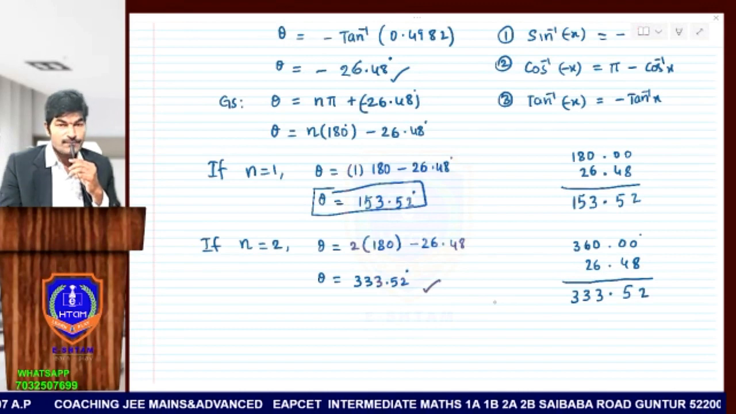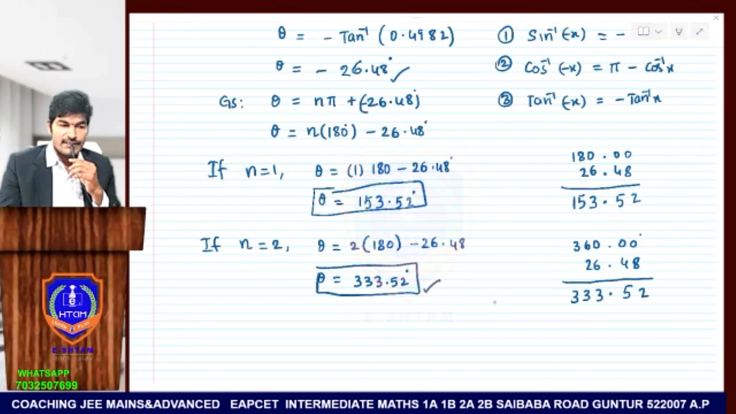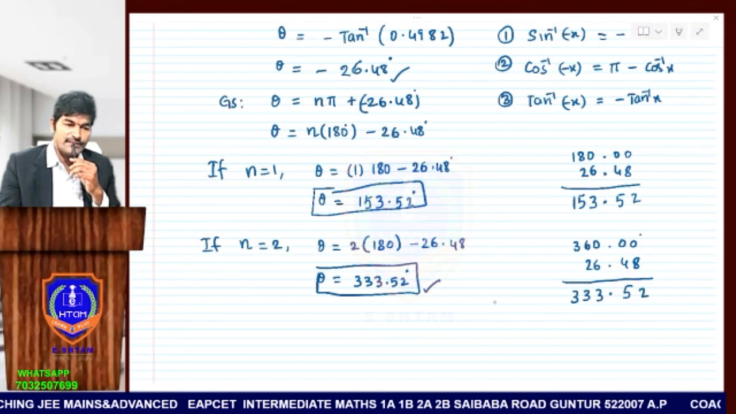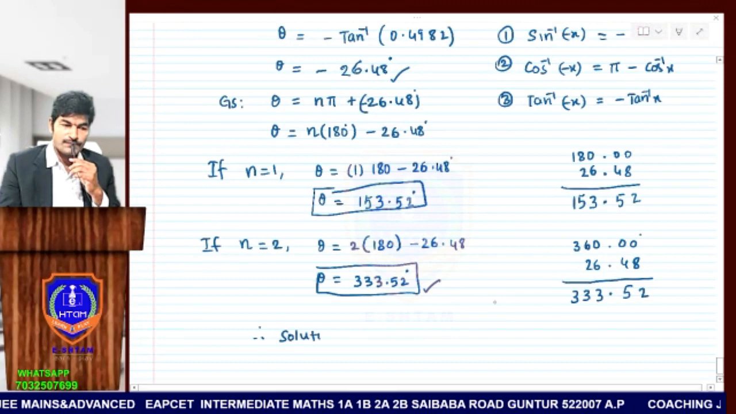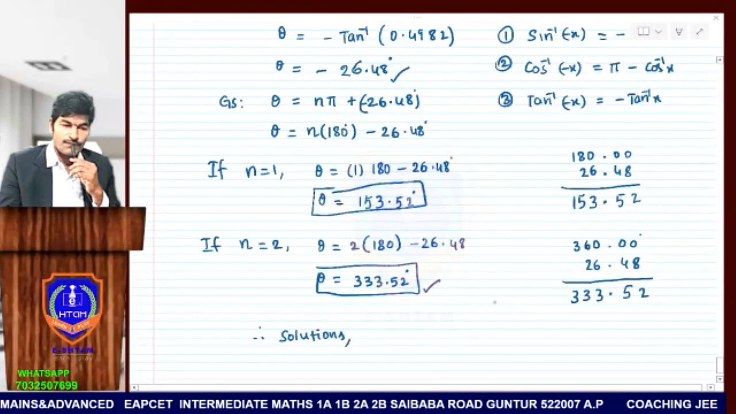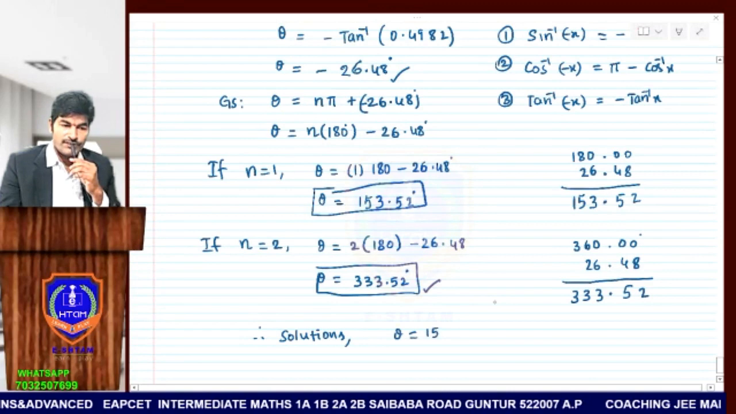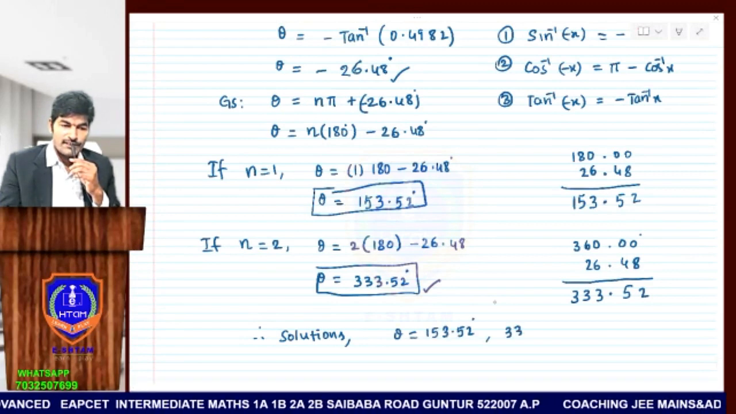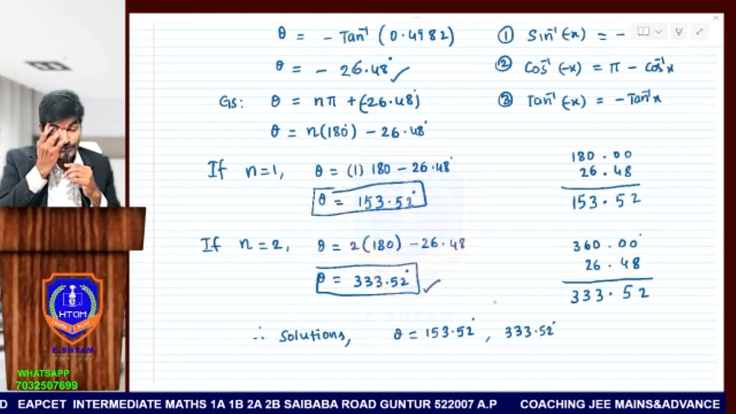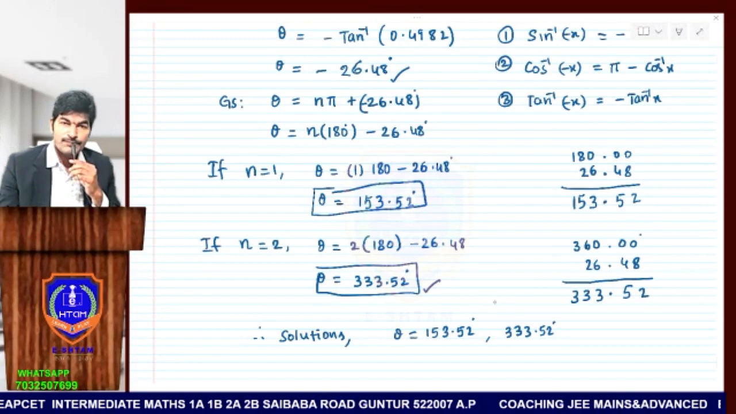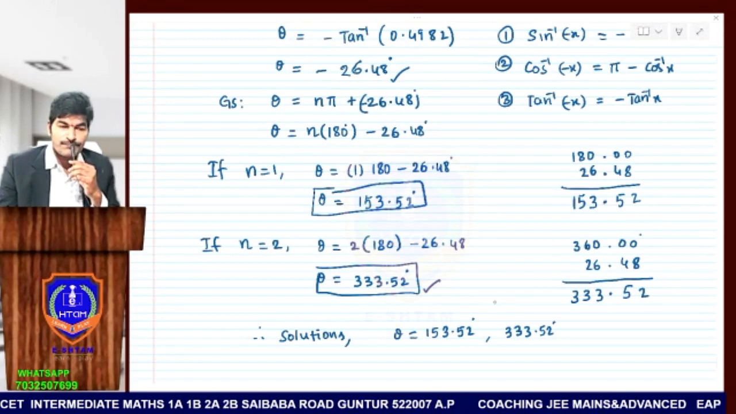Yes. Because it is below 360 degrees, you can take this value as an answer. And if you consider n is 3, it will exceed 360 degrees. So that's why we are not considering it. These are the two answers. Therefore, the solutions are theta equal to 153.52 degrees and 333.52 degrees. If you want to convert this 0.52 degrees into minutes and seconds, you can convert it.